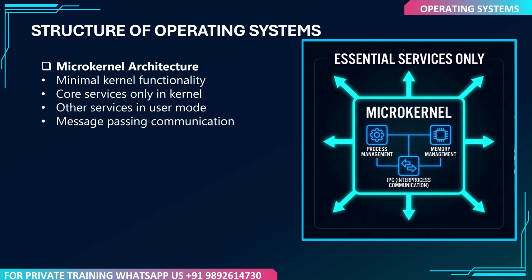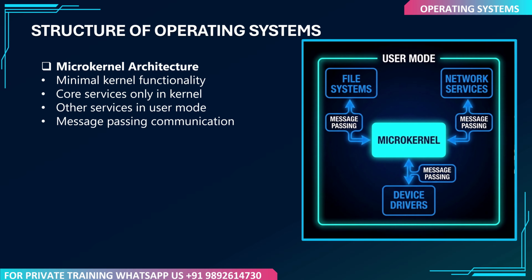This brings us to microkernels, which take modularity even further. In a microkernel architecture, the kernel is kept as small as possible. Only the most essential services are included in the kernel, such as basic process management, minimal memory management, and inter-process communication. Everything else, like file systems, device drivers, and network services, runs outside the kernel in user mode as separate processes. These components communicate with the microkernel using message passing.